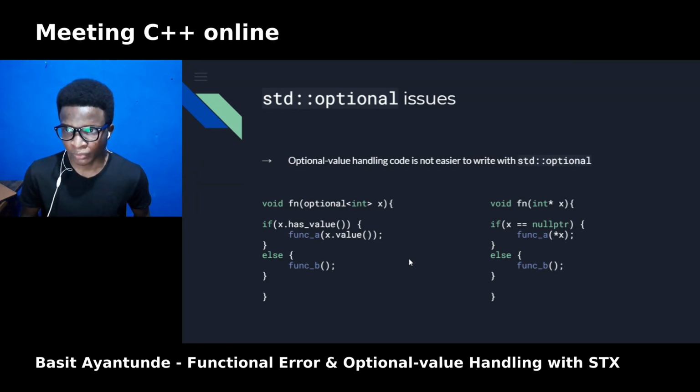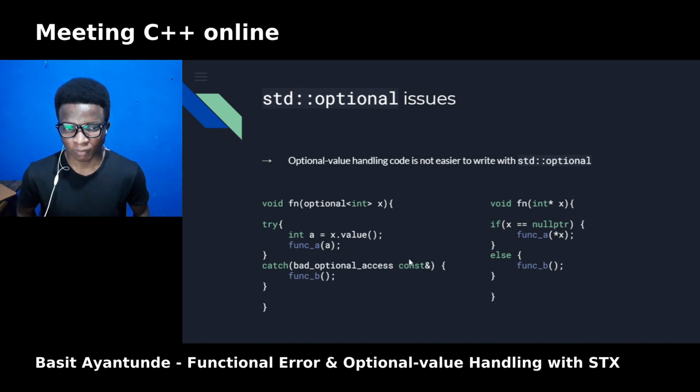So here's code comparing both techniques, pointers and std::optional. Most will claim the pointer technique is more readable and concise, but that's not true for me. Optional value handling code is really not that easy to write with std::optional. Here's an example of how you'd write the same code using exception control flow instead of the Boolean control flow we used earlier.